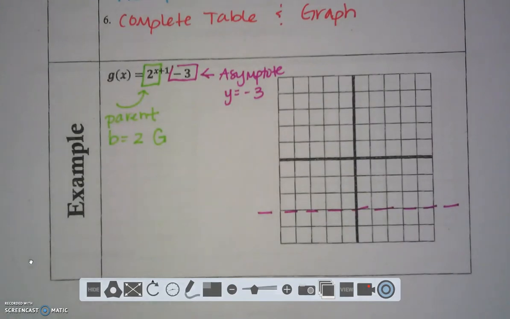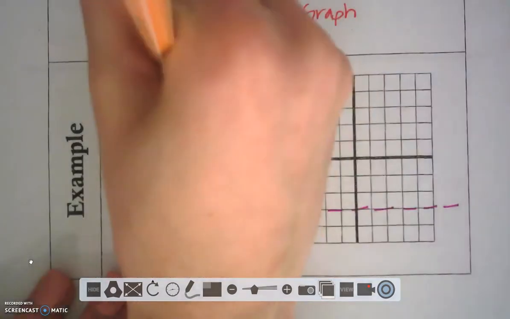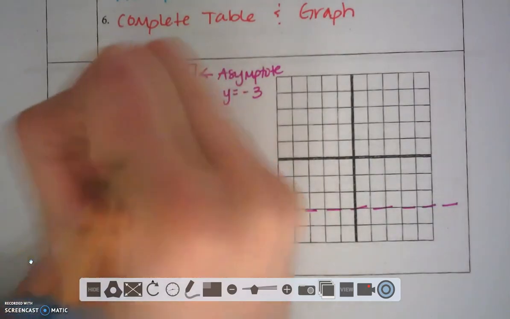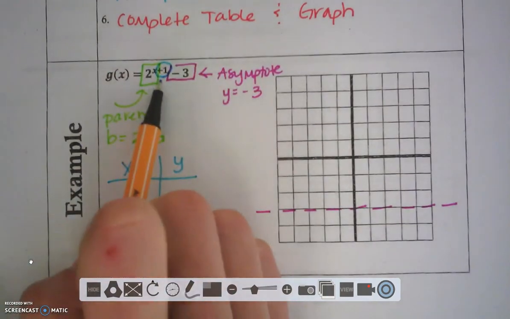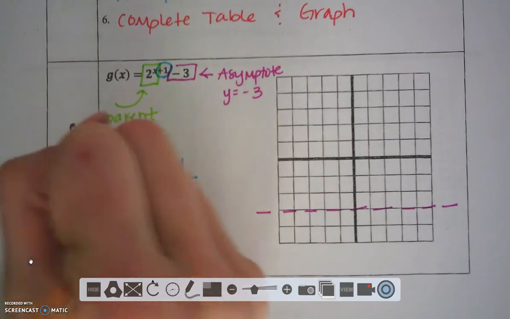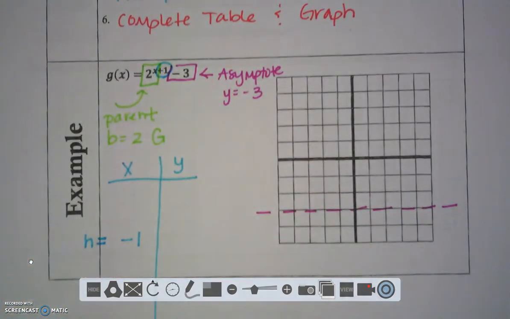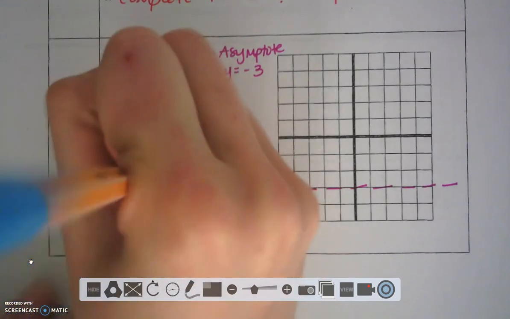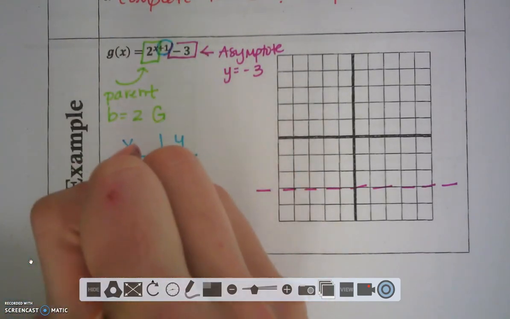Now I need to identify the h value. Here's my h. Okay, I'll make a table really quick. That h value is going to be a negative 1. I'll write h equals right there. It was positive in my equation. We have to remember to do the opposite, so h equals negative 1. I'm going to pick 2 points that come before it and 2 points that come after it.